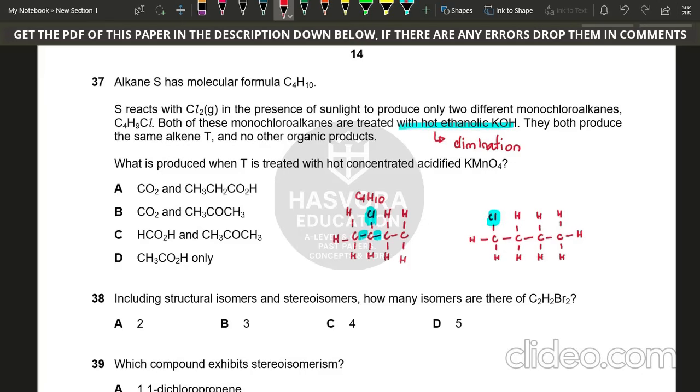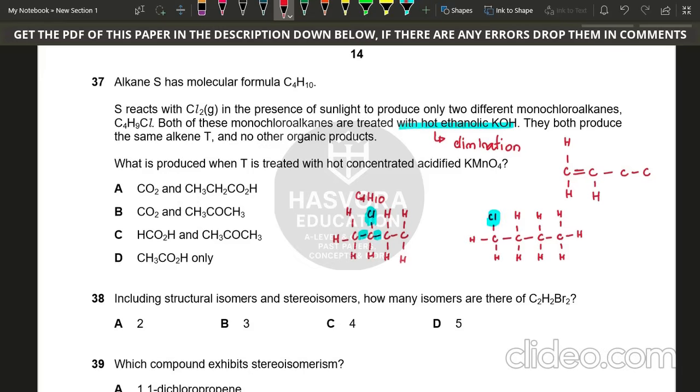Okay, so for example, let's suppose the structure of T should look something like this. Okay, if it looks something like this, it will be C, and then it will have C. Okay, so actually this has one hydrogen and one carbon side chain.